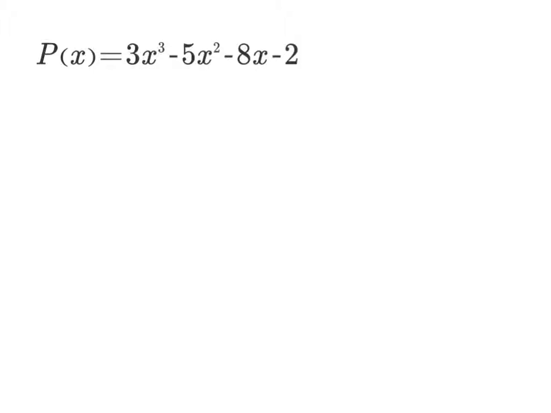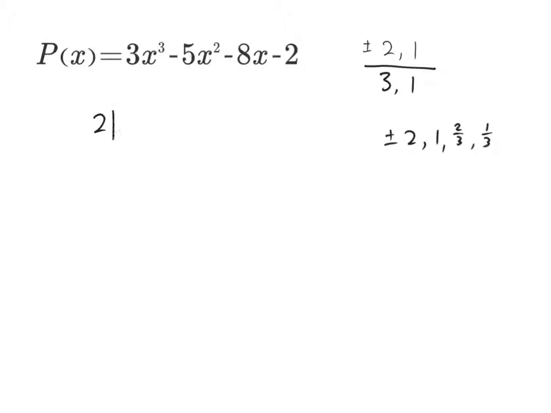So the factors of 2 is going to be 2 or 1. And I'm going to do plus or minus. And then it's going to be divided by 3 or 1. So the options could be plus or minus 2, 1, 2/3, or 1/3. So I'm going to choose 2.